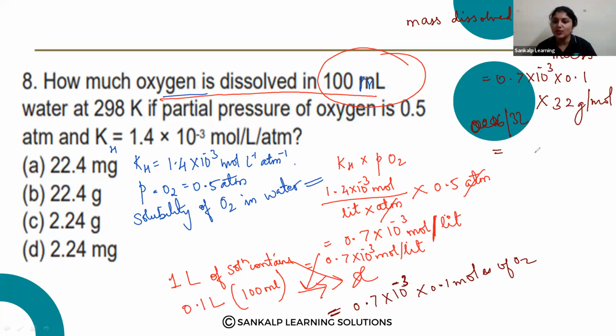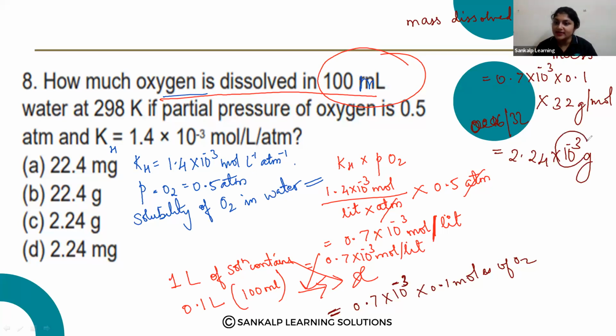After solving this, what answer are you getting? It comes to 2.24 into 10 raised to minus 3. This is for grams. So 2.24 into 10 raised to minus 3 grams.